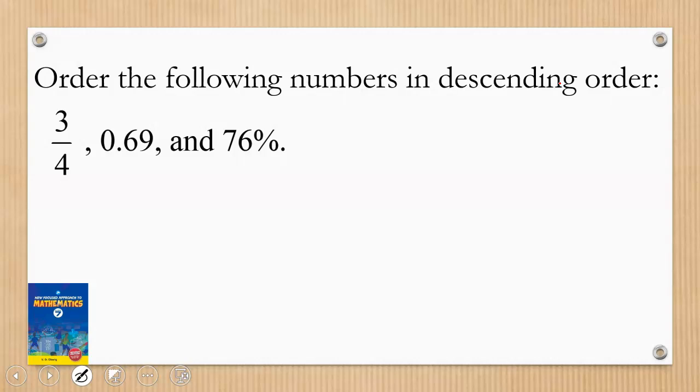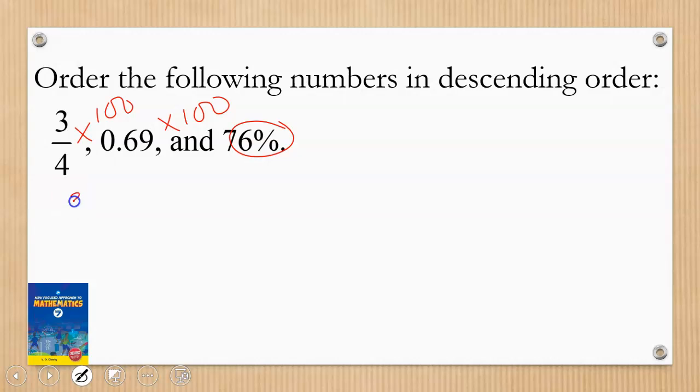Order the following numbers in descending order. Descending order. That means we want to have the greatest first before the next, before the least. Good. So we have the option to change everything to percentages. So by percentages means I'll multiply the 3/4 by 100. I'll multiply the 0.69 by 100. And already this is in percentages, so I'll leave it like that.